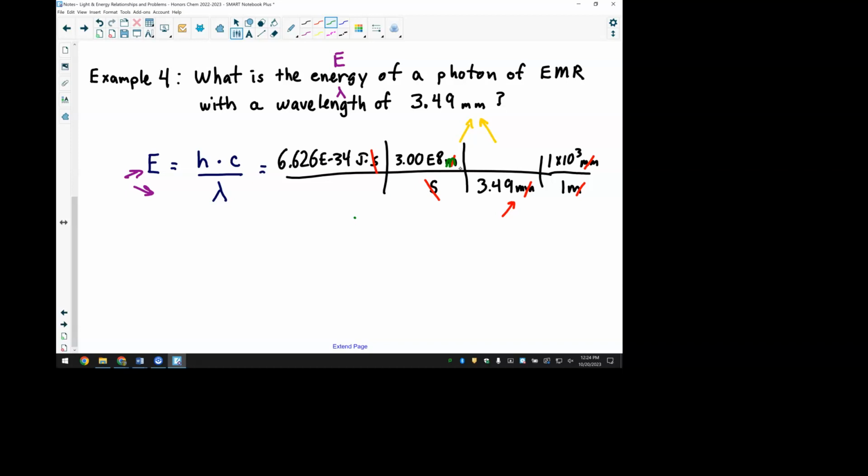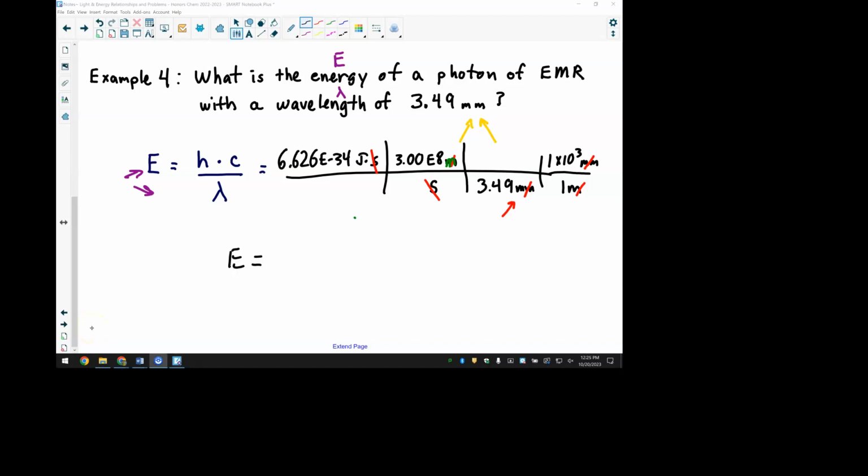Now, could you convert the speed of light to millimeters per second? Knock yourself out. You could do that instead of converting the wavelength, right? But either way, the units for the speed of light and the units for the wavelength have to be the same, otherwise they're not going to cancel out. Got it? Because they have to cancel out because you need joules. Okay, I'm going to pause the video here and we're going to get the mathematical answer.